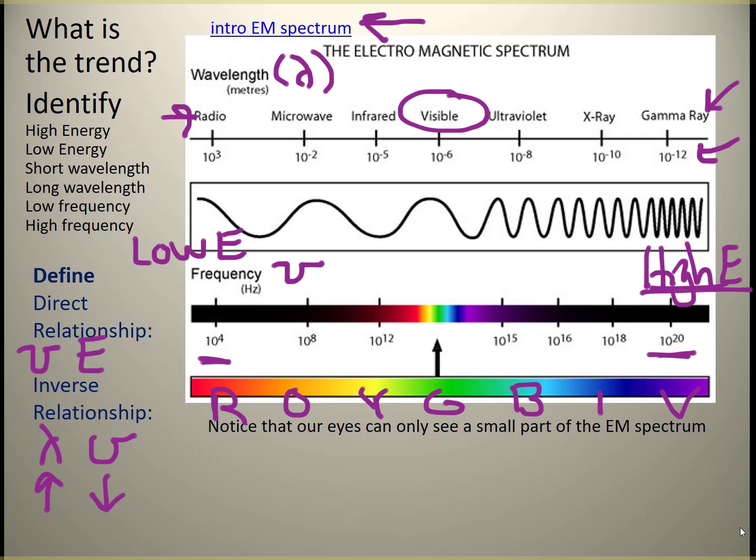And so because of that, this is a direct relationship. As frequency goes up, energy goes up, and as frequency goes down, energy goes down. We also can go back to the inverse relationship and then put energy in with it. So you can see that as my wavelength goes up, then my energy will go down. So they're all kind of related to each other.